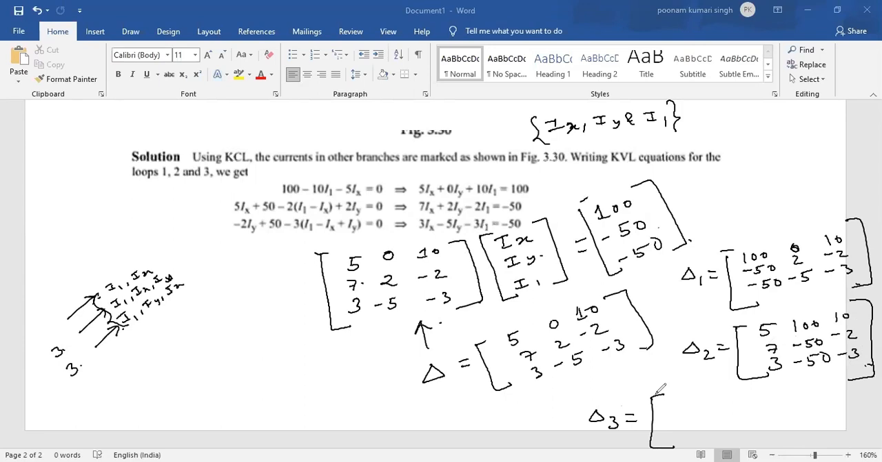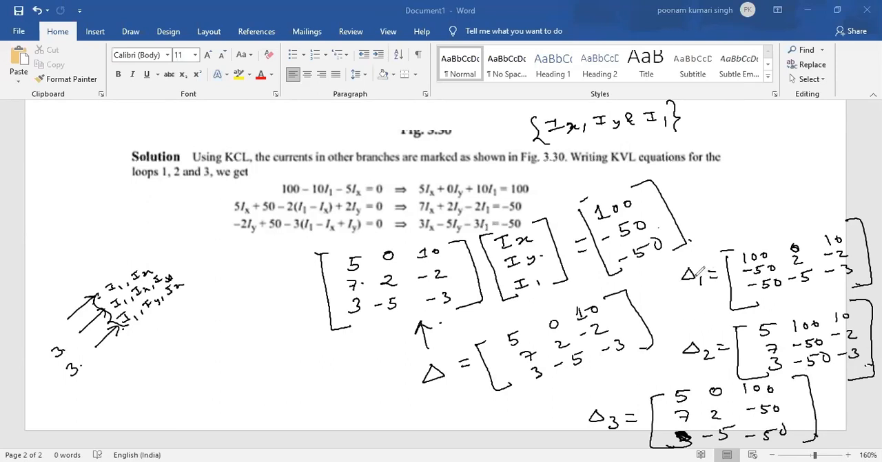Students, tell me what I should do for del 3. The last column should be replaced by this 100. Okay, very good. So now your last column is being replaced. So this is 5, 7, 3, 0, 2, minus 5, and the last column is now 100, minus 50, minus 50.